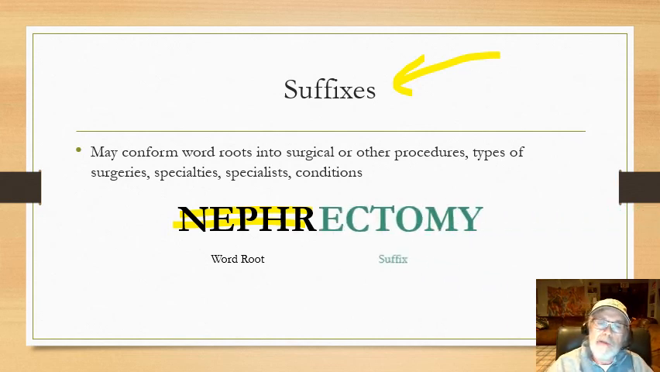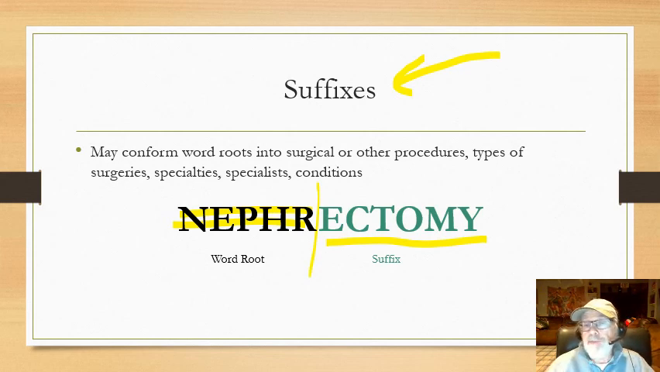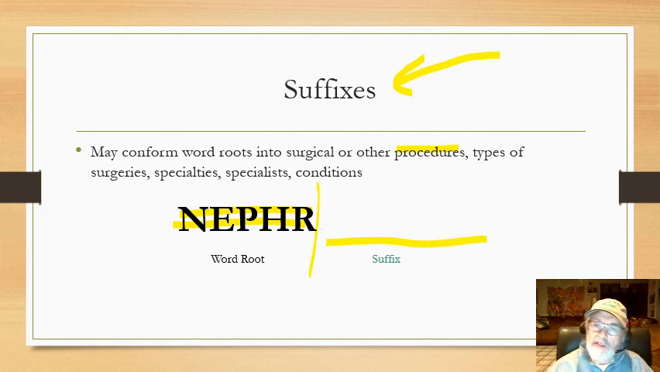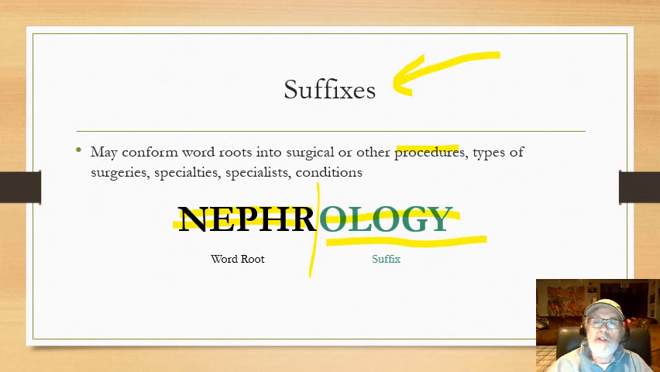Okay, ectomy. Ectomy is a suffix that means the removal of something. So if somebody has a nephrectomy, it means the removal of a kidney. So ectomy would be a surgical procedure, a type of surgical procedure: nephrectomy, removal of the kidney. But I could take that suffix out of there. Ology. Ology means the study of something.